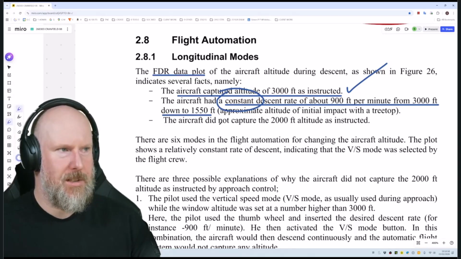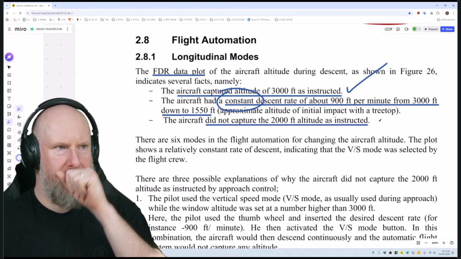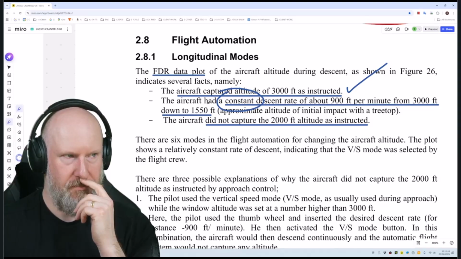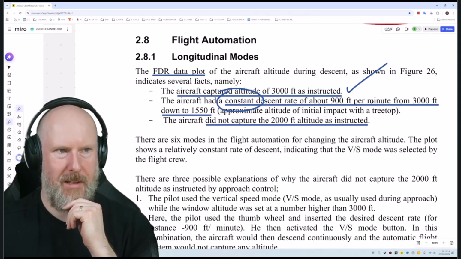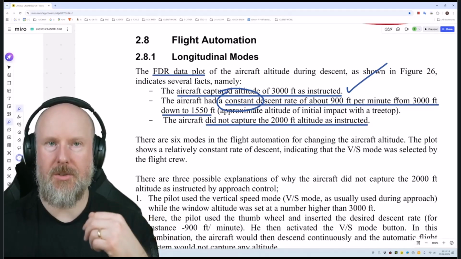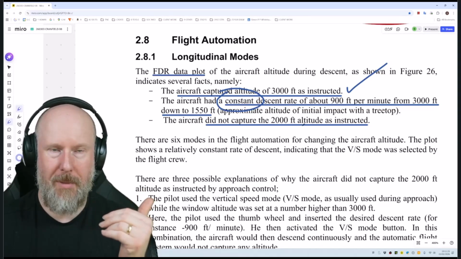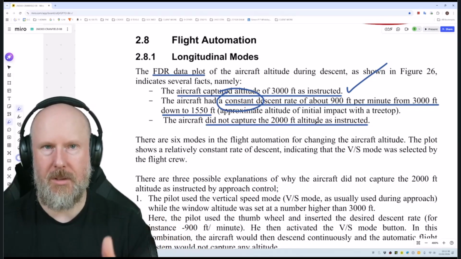The aircraft did not capture 2,000 feet altitude as instructed. Okay, that's interesting. Excuse me, so they did do 3,000 feet. So that suggests then, if they've got to 3,000 feet and then there is a constant descent rate of about 900 feet, then that sounds like that was a conscious control action on the part of the flight crew. But of course, once it approached 2,000 feet and got below it, that's when it's now out of control potentially, or inadequately controlled, I should say.